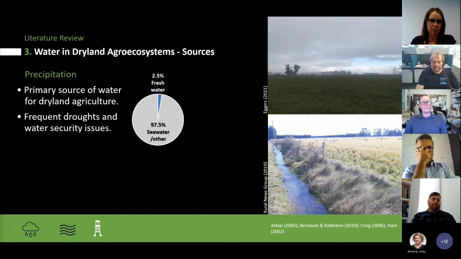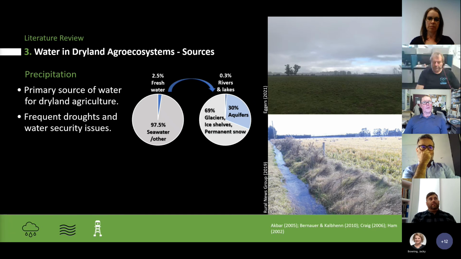Now, just to quickly show you the amount of fresh water available on the planet, 2.5% is available as fresh water, and of that 2.5%, only 0.3% is available through rivers and lakes. If you're willing to drill a bore down, you can start tapping into that 30% aquifer, irrigating your dairy farms or whatever you're interested in.